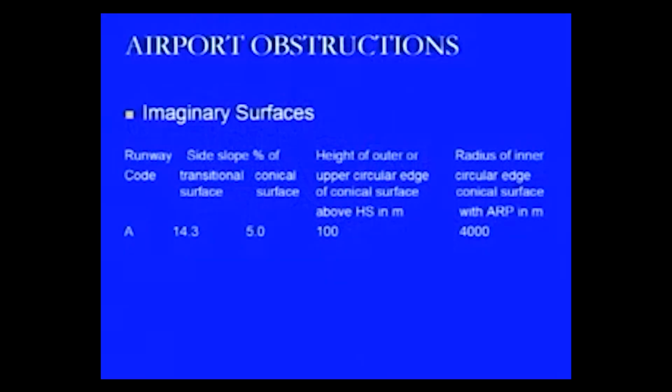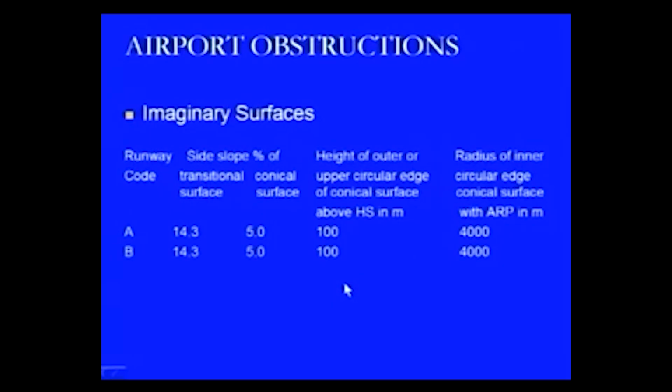Here some of the values have been shown in terms of the side slope in percent for the transitional surface. For the conical surface, the height of the outer or upper circular edge of the conical surface above the horizontal surface in meters, and the radius of the inner circular edge of the conical surface with respect to the airport reference point in meters. So, for category A, the values are 14.3, 5.0, that is in percent, 100 meters and 4000 meters, that is for the first case.